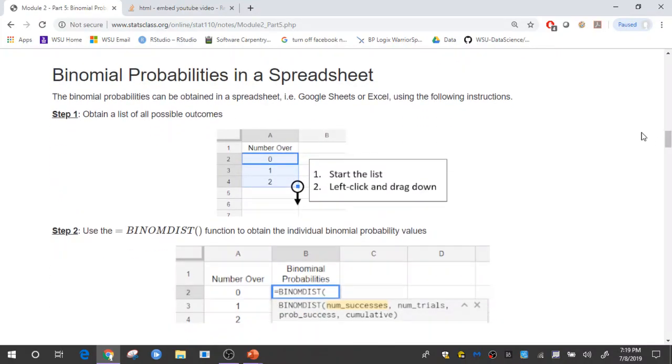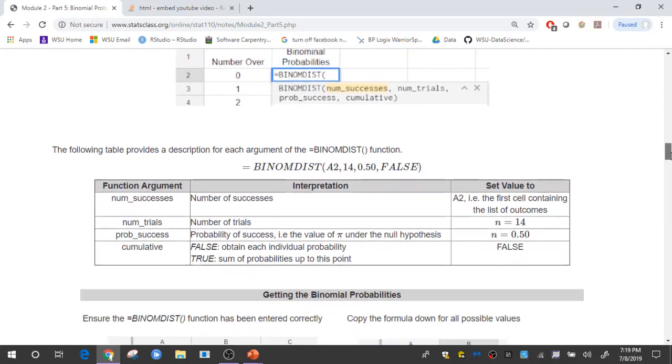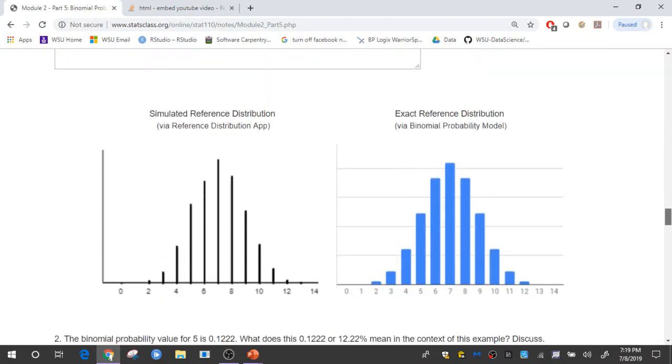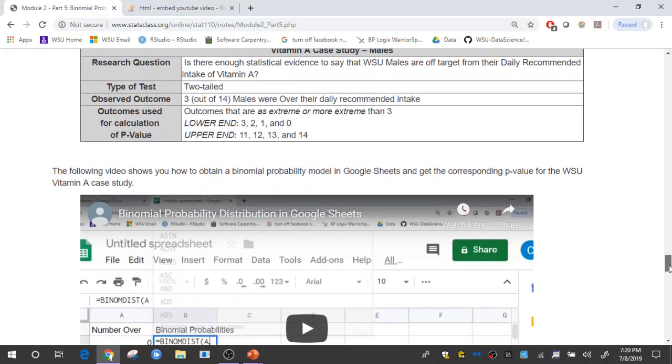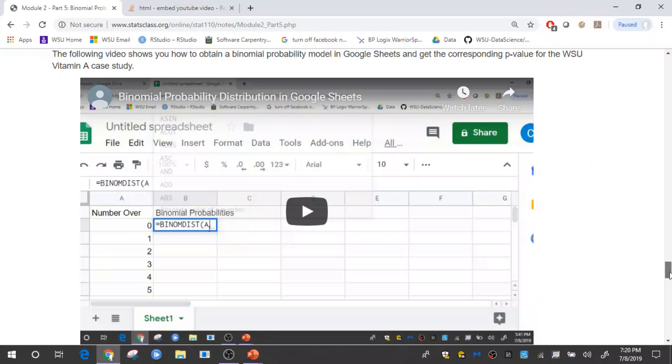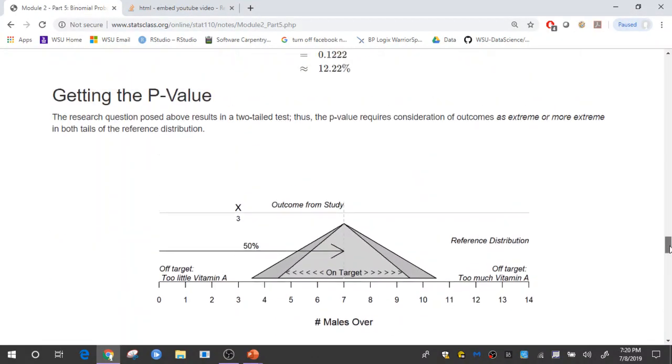So how to obtain the binomial probabilities in a spreadsheet? What I've listed out here is just, I think, 3 or 4 steps showing you how to get that done. What I did do down here a ways is just gave you a video that you could watch. So I provided a video for showing you how I did all of those steps in creating that binomial probability model. So instead of going through all of those steps, I'll just have you watch that video. It also includes information, at the end of that video, of how to obtain the p-value for this problem.